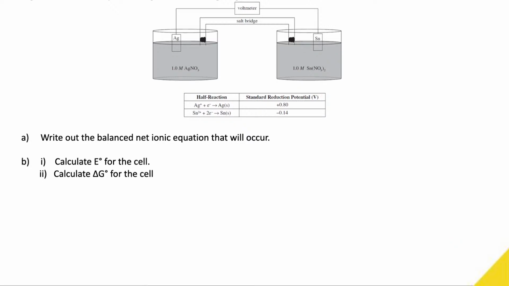Part B, it says calculate E0 for the cell. So we know E0 equals 0.80 minus a negative 0.14, which is equal to a positive 0.94. And typically you want to put the unit down as well, volts.